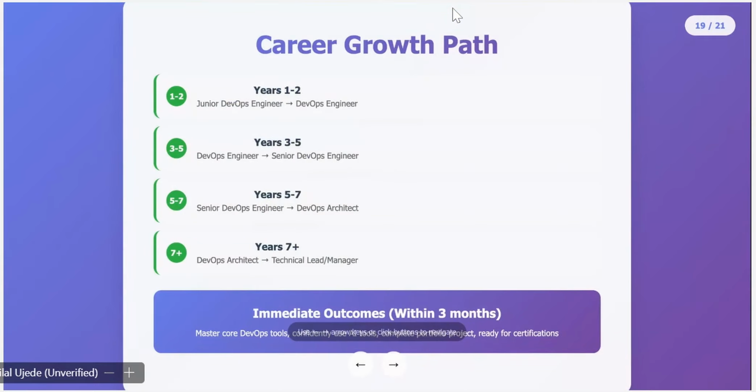Coming to the career growth path, based on what you are right now and what you are going to do in future, these are the years of experience and the type of job you can expect. 1 or 2 years can be a junior, and 3 to 5 is going to be senior or a DevOps engineer. Then 5 to 7 years, a senior DevOps engineer or a DevOps architect, and 7 plus years definitely a DevOps architect plus technical lead or manager. These are high level roles that you can find, based on your experience and the criteria you fit.